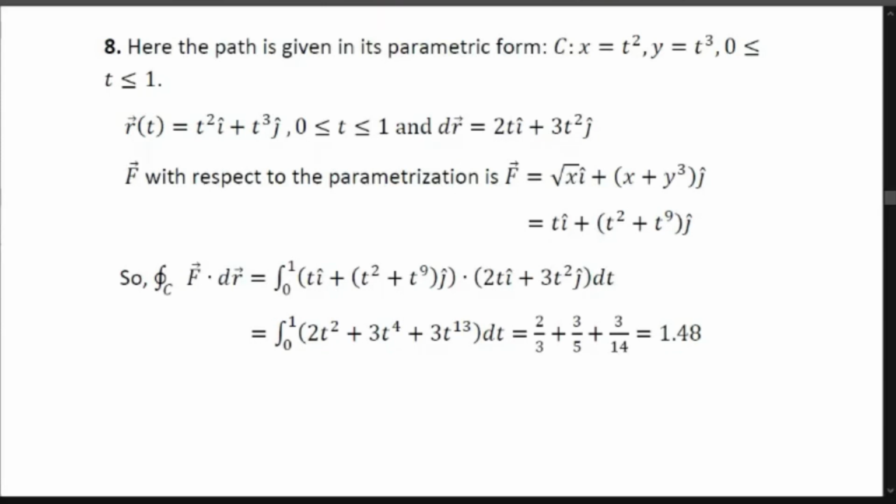Sir, it's 1.51 or something. Actually, I get it in the rational form. It's 91/60. Okay, 91/60. So maybe I made some mistake in this calculation. I have got t raised to 13 here. So yeah, that is the mistake. It is actually t raised to 11, right? T raised to 11. Yes, okay, sir. Thank you.